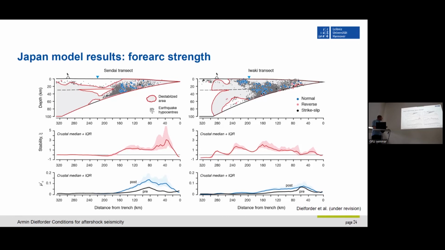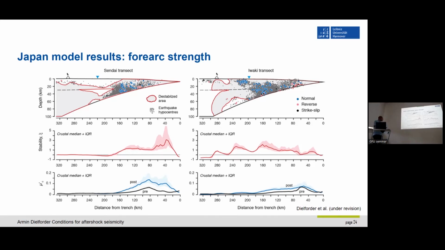And then towards the interior part of the forearc, it becomes stable or again normal. This stability value is calculated from the critical friction coefficients for the forearc crust, which gives you an indication of what friction coefficient is required in order that the faults can fail at the given stress conditions.